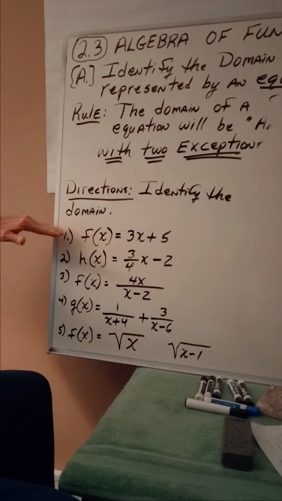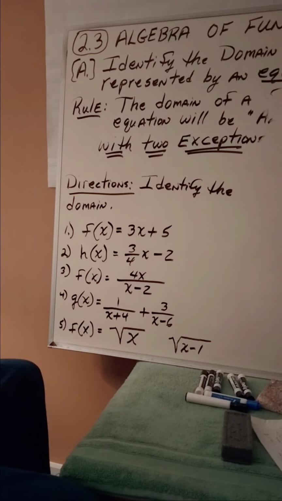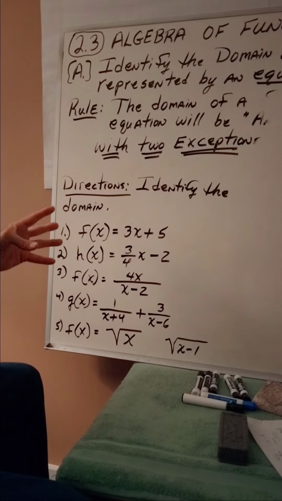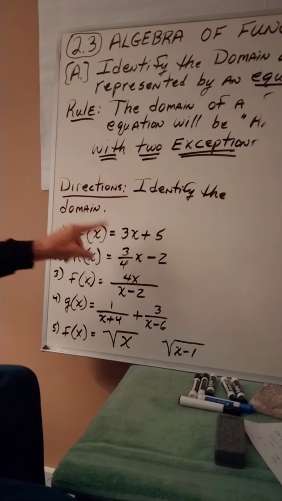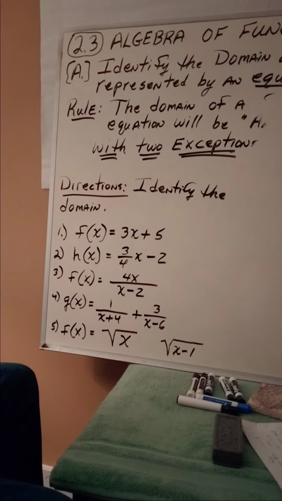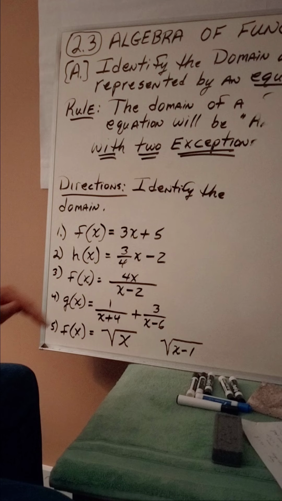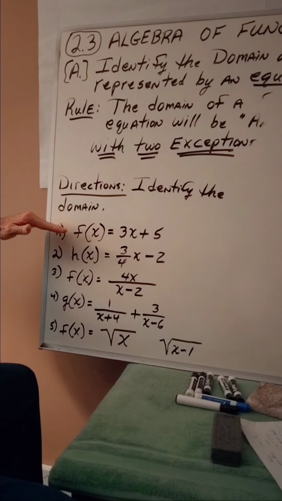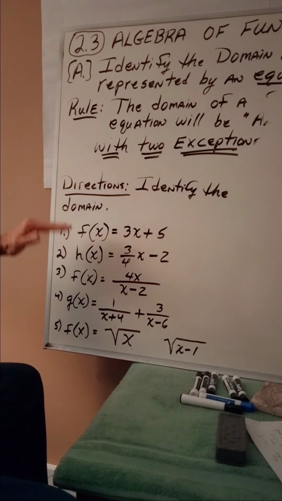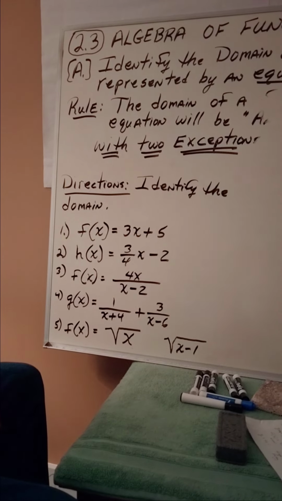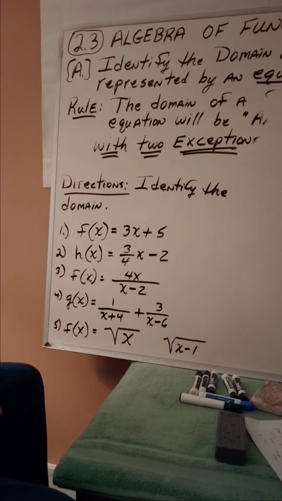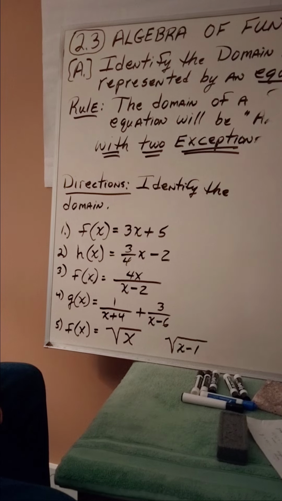Now, we are asked to identify the domain for number 1. There is no work, because, first of all, there's no fraction whatsoever on the right-hand side, and we're not dealing with a square root. We are looking at a function that, by the way, folks, is called a linear function, because if we were graphing this function, its graph would be a line.